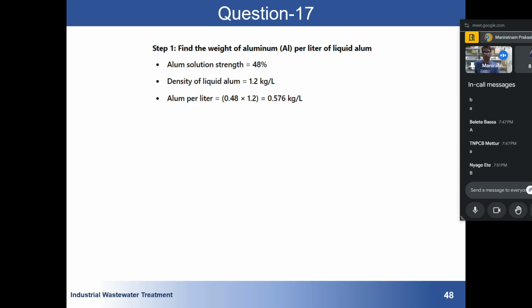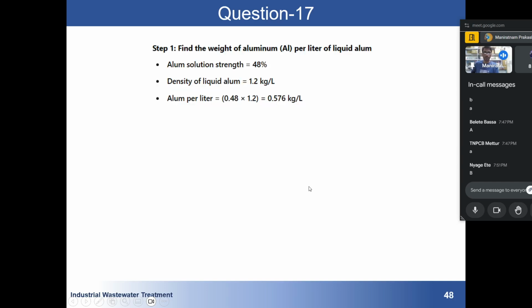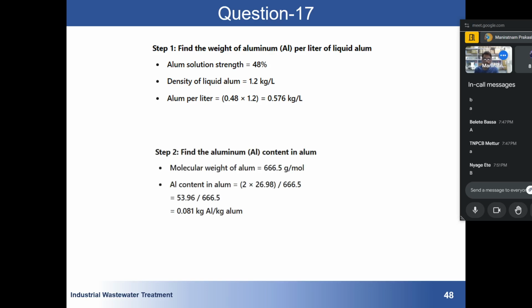First, we will find out the weight of aluminium required. The alum solution strength is 48%. Whatever we are adding, only 48% is alum. Density is given, 1.2 kg per liter. So alum per liter is only 0.48 into 1.2, that is 0.576 kg per liter. Pay attention. If you have any doubt you can ask me to re-explain.